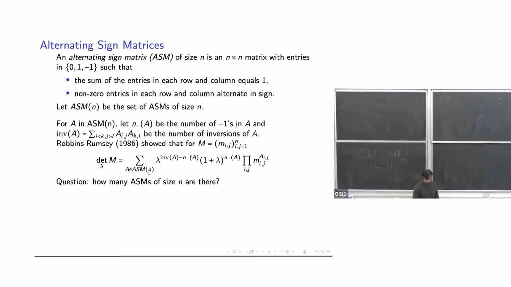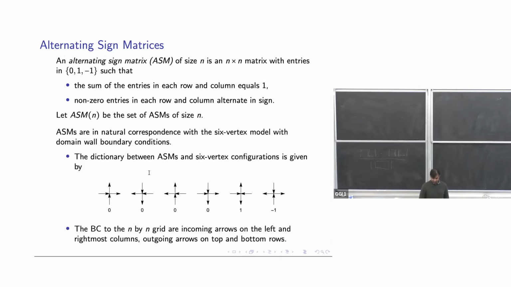So in fact, it took quite a while to answer this question, but let me tell you a model which is actually equivalent to alternating sign matrices. And this is actually the six-vertex model. So if you have the six-vertex model with domain wall boundary conditions, what that means is that you restrict your six-vertex model to a square, and you have outgoing arrows on the bottom and top, and incoming arrows on the side. So here is a configuration with the domain wall boundary conditions.